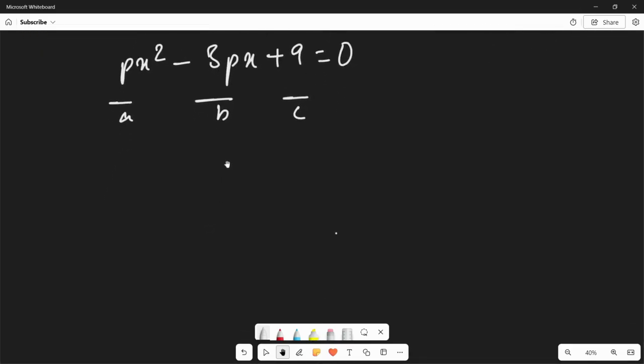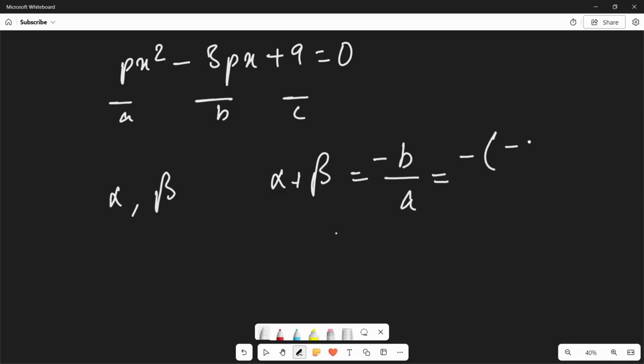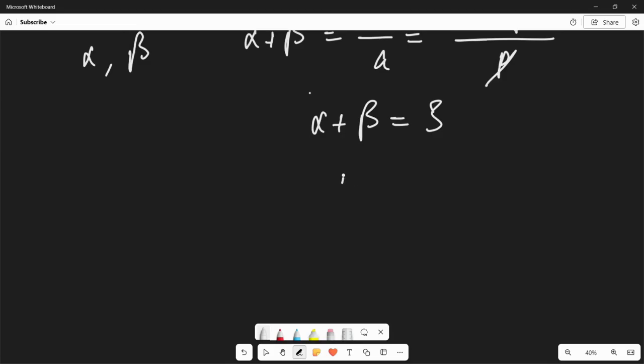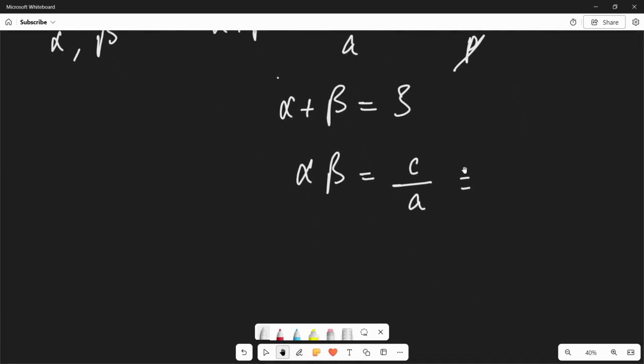So from the chapter polynomials, we remember that, considering alpha and beta as the two roots of this given polynomial, the sum of roots, that is alpha plus beta, should be equal to minus b by a. That is minus of minus 3p by p, which becomes alpha plus beta equal to 3. And also alpha into beta will be equal to c by a, that is 9 by p.